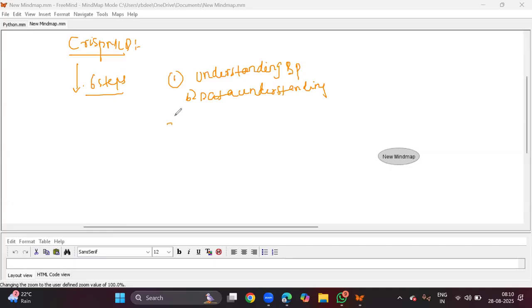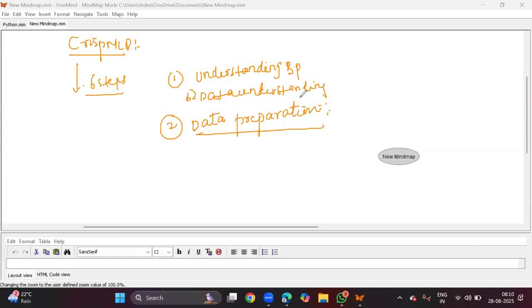Then comes, we will prepare the data. It is data preparation. You check whether the data has duplicates, whether you have missing values, whether you have outliers, any extreme values, and whether we are having synced data or not.